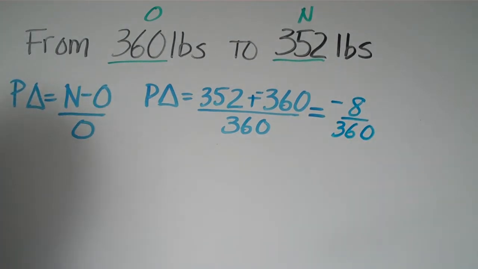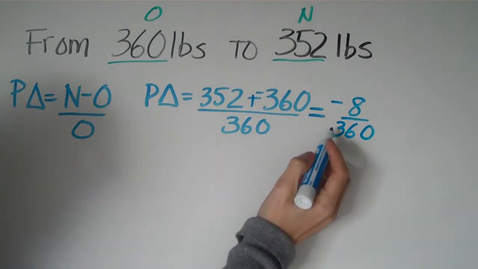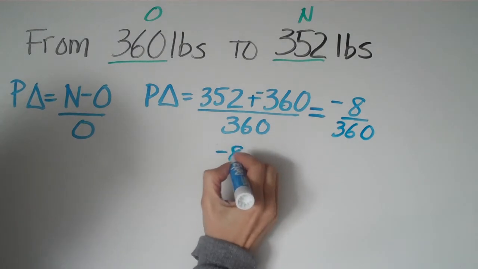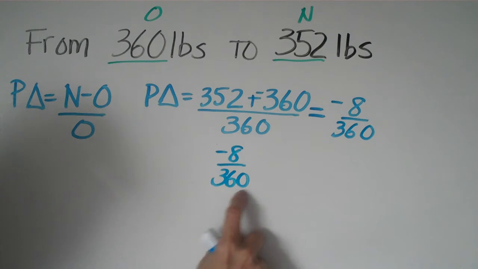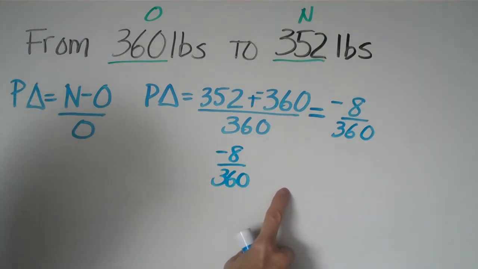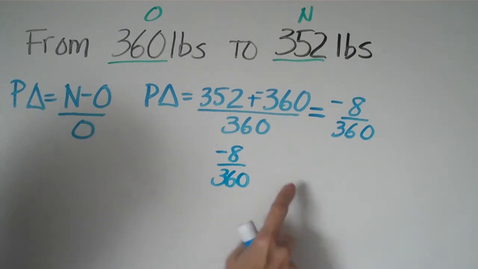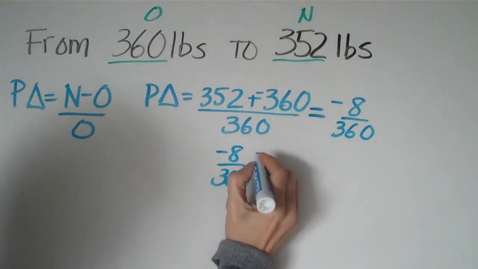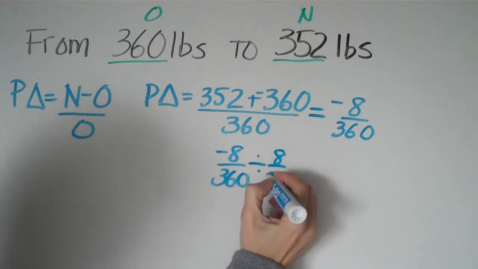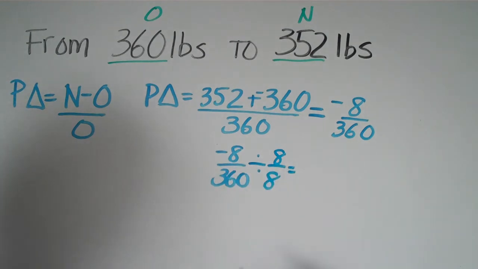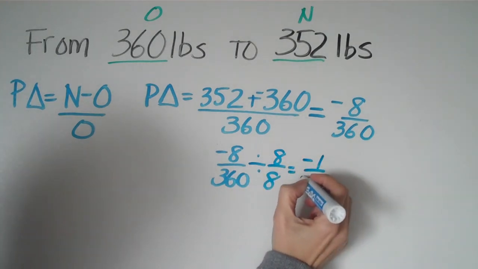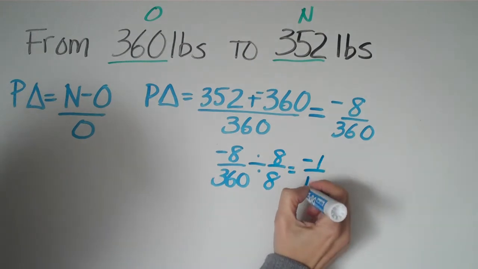Now the question is, what do I do with that? Well, there's a couple of things I can do. First of all, negative 8, I'm going to rewrite it down here, over 360. I know this bottom number doesn't fit into 100, or I couldn't divide to get 100. But what I'm going to do first, I'm just going to simplify this fraction to make it a little bit easier for me. I'm going to divide by 8 over 8, and I'm going to get negative 1 over 45.